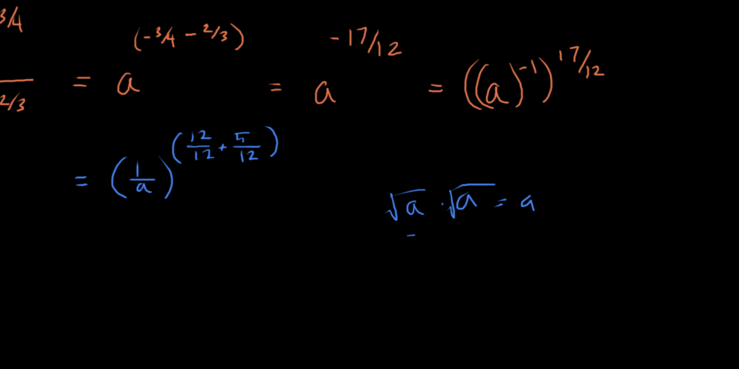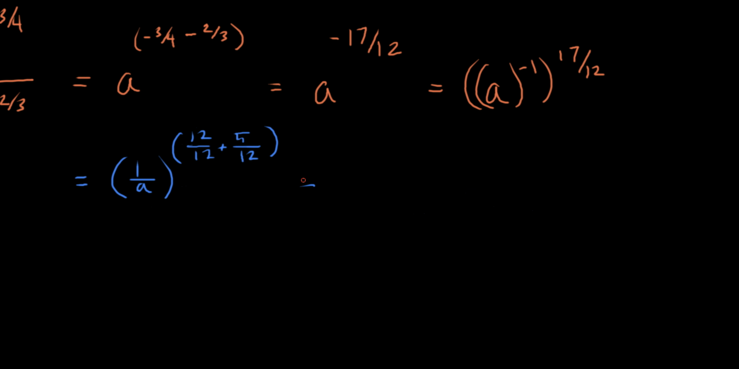If you're taking the 12th root of a and you have 12 of those, multiplying them all together is just going to give you a. Well, it's going to give you whatever the whole number is. I guess 1 over a, sorry. So here, I can rewrite this, by the way.